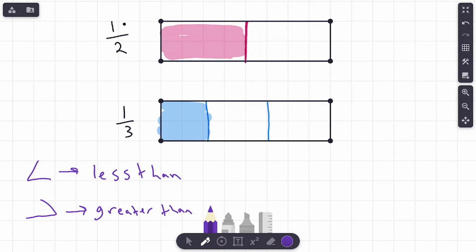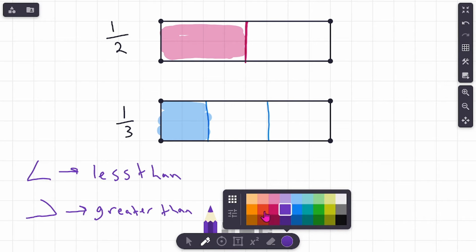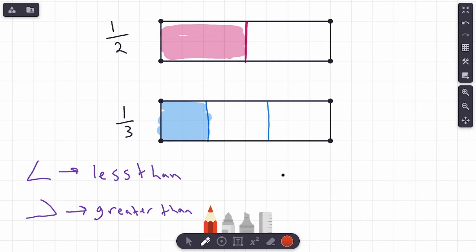So if we look at our fractions here, y'all already decided that 1/2 was bigger than 1/3. So let me show you how you would write that. We would write 1/2, and is the alligator mouth going to be eating the 1/2, or the 1/3? Which one's bigger? The 1/2 is bigger. So the way you would read this is 1/2 is greater than 1/3. Listen to that one more time. 1/2 is greater than 1/3.